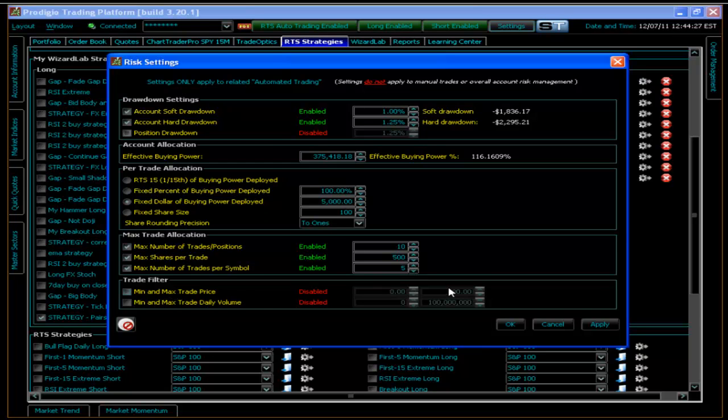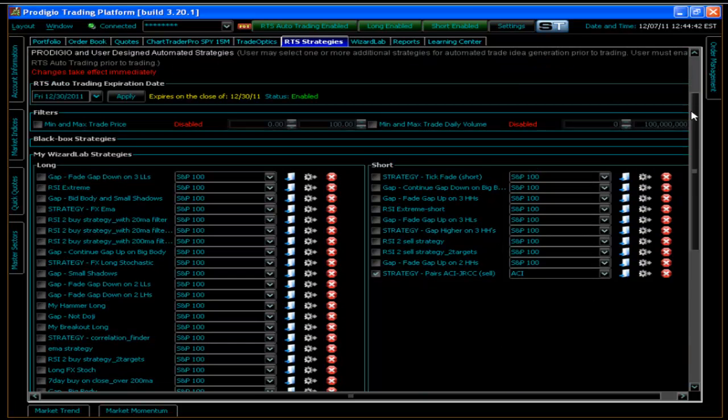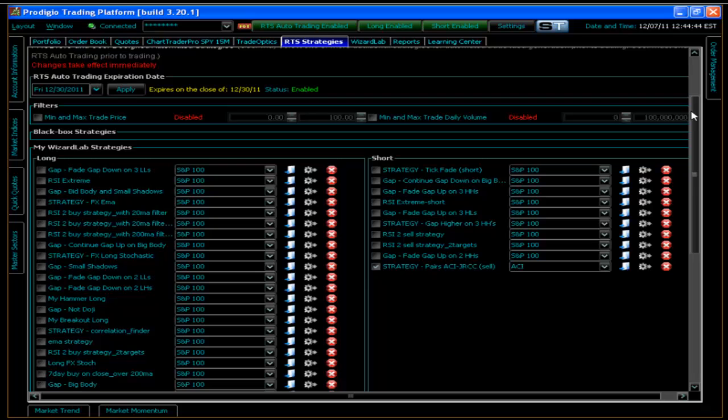Min-max trade price, we're going to disable that because it doesn't matter, so we're going to leave everything as it is. Again, we're disabling position drawdown, and we're hitting apply, right? We should be good to go on that. And we're going to hit OK to clear it. And that's pretty much it. So now we have a pair strategy running, waiting for the ACI minus JRCC spread to get up to 898. All right?